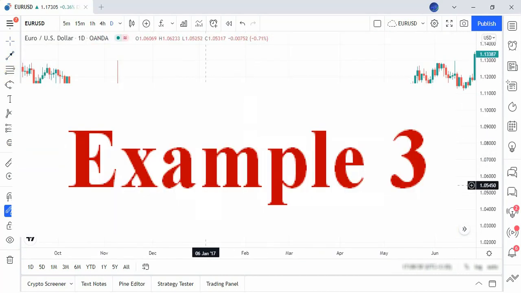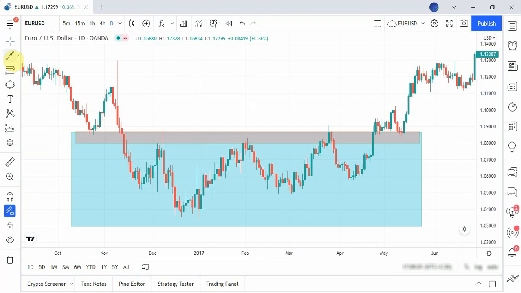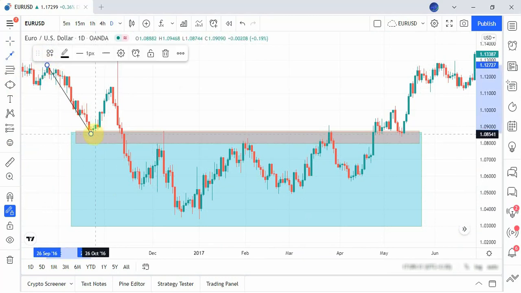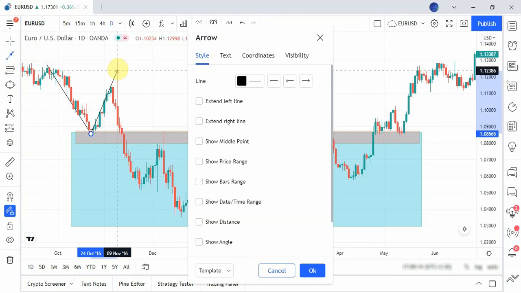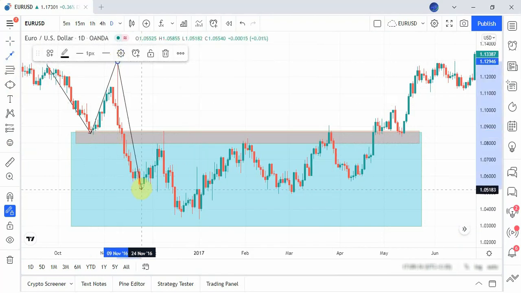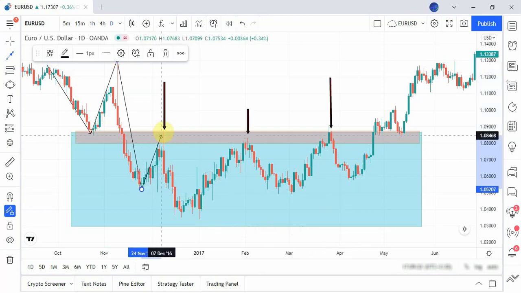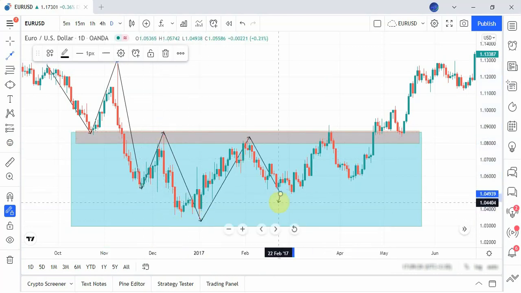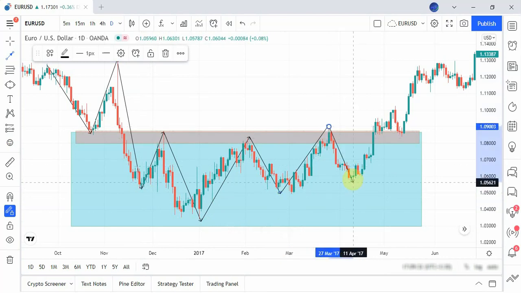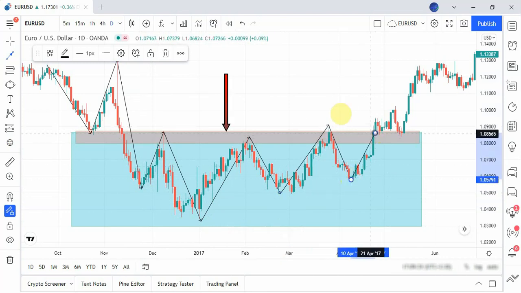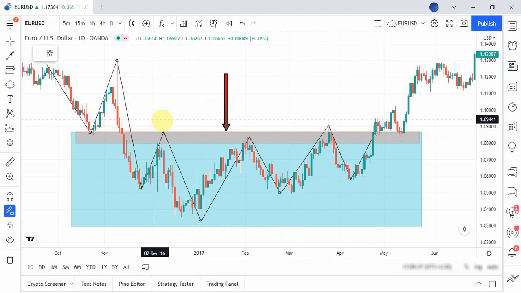Example number 3. Again at time frame daily, Euro USD chart. Assume this blue zone. Price pulls down here and is rejected by this level, but the second time it easily breaks the mentioned level and pushes down. Now price is within this blue zone. It can be seen that 3 times price moves toward this area but couldn't pass through. So this area is assumed as an area of value.